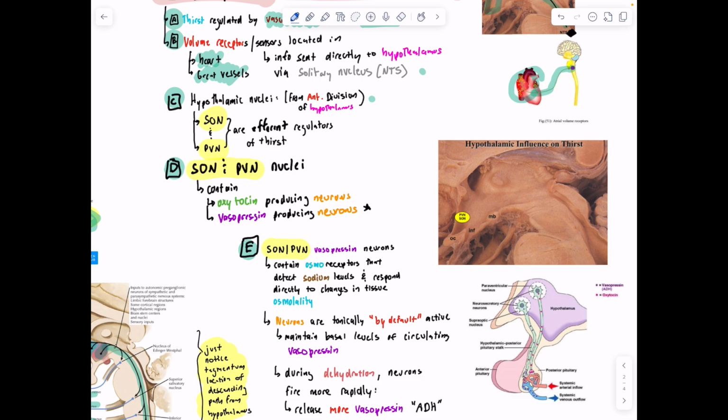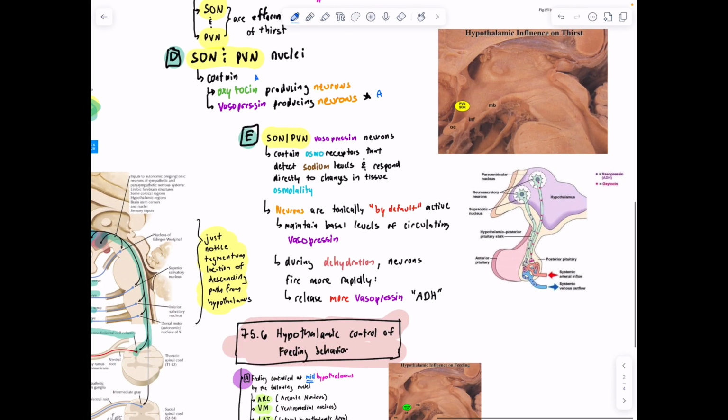These two nuclei have oxytocin producing neurons and vasopressin producing neurons. It's the vasopressin that's really going to make a difference here, because vasopressin is going to press on those vasos, right, the vessels, and it's also called antidiuretic hormone, so you can think, retain fluid potentially.